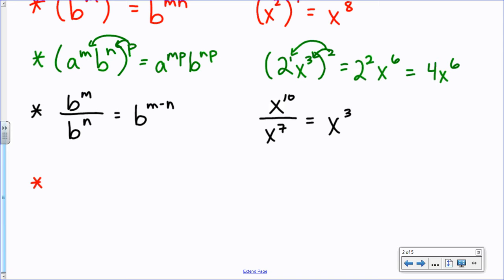So now we're going to do quotient to a power. So still kind of power to power, but this time with a fraction. So you still have to distribute that exponent to each base that's on the inside. Keep your a in the numerator and the b in the denominator. So that doesn't change. You just distribute it to each base.